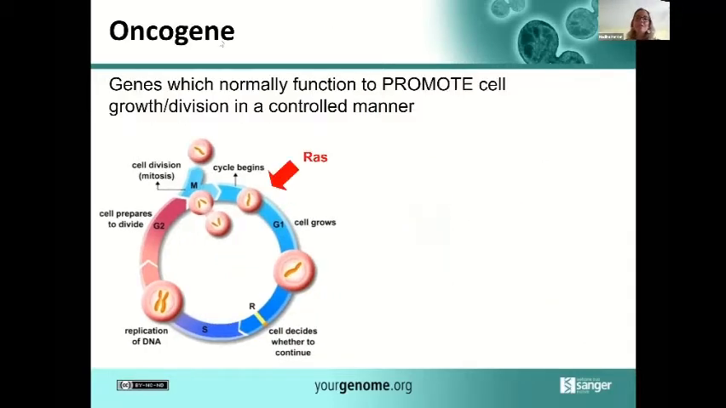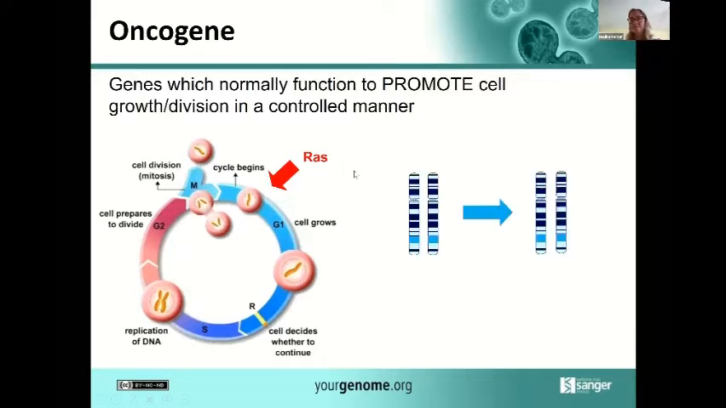The other one is oncogenes. An example is RAS, but there are lots of different examples. These actually promote cell growth and division, so they tell the cell to divide. Again, if you mutate it, it means that the cell will just divide quicker and uncontrollably, and that can lead to cancer as well.